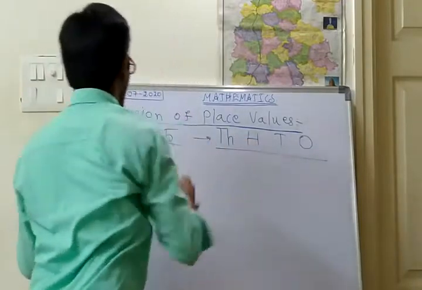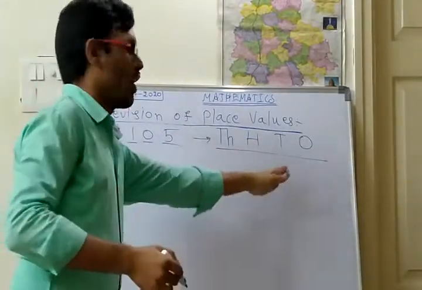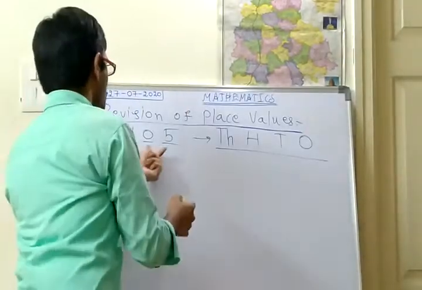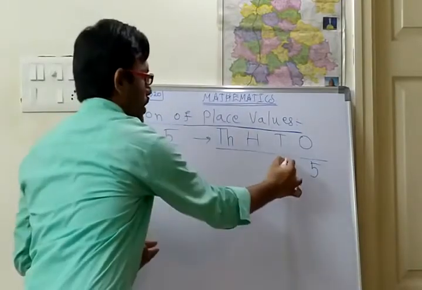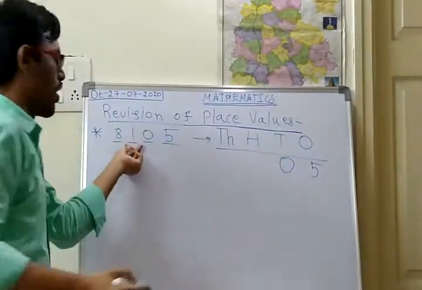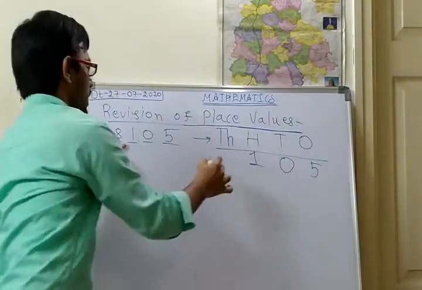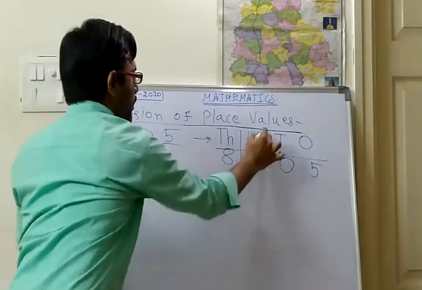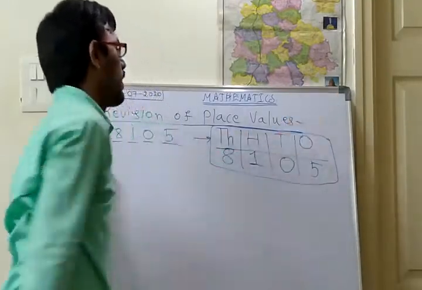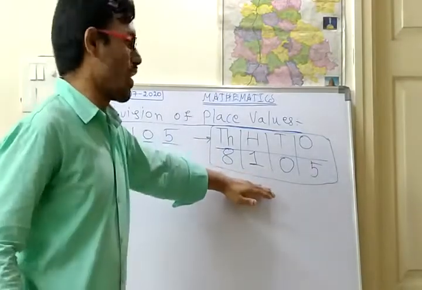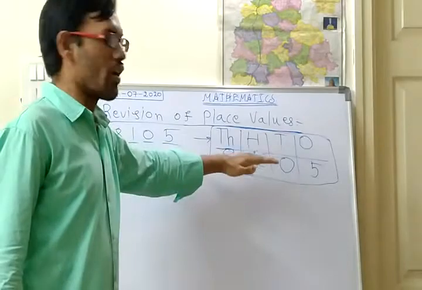So now arrange every number on the place below. Okay. So 5 is at ones place. Next 0 at tens place. Next 1 at hundreds place. Next 8 at thousands place. Okay. So like this you have to arrange in the boxes. This is just for our safety and our identification. Okay. So like this, I hope you are understanding.